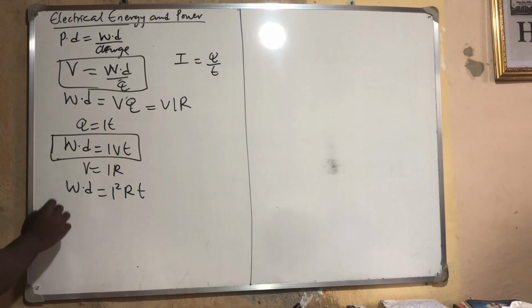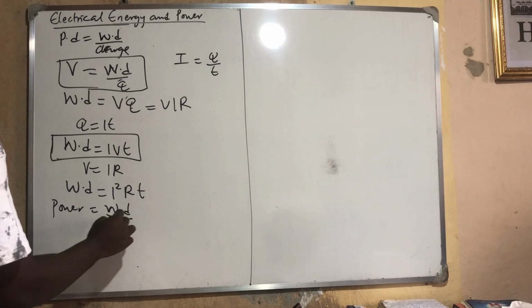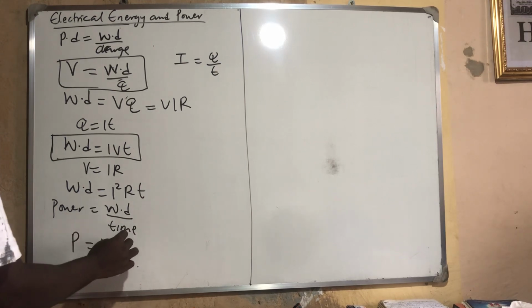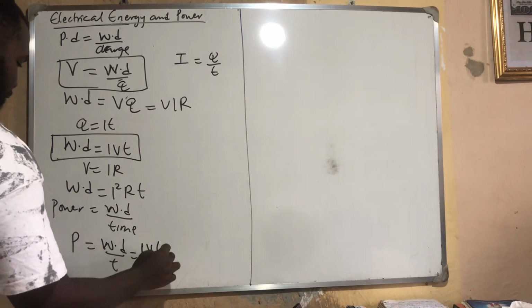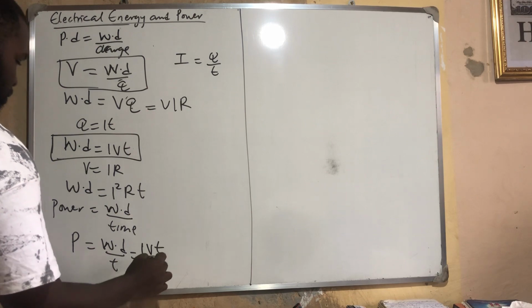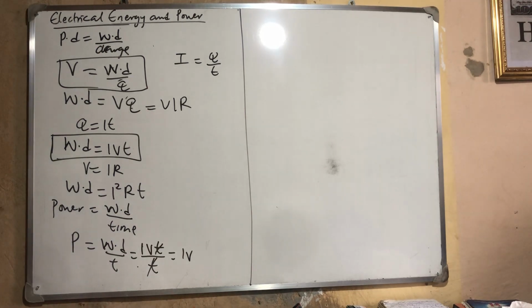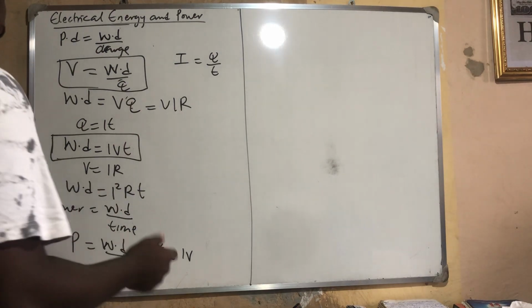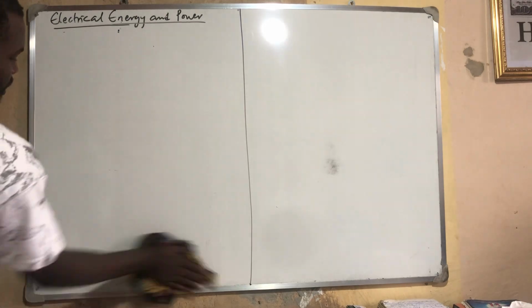So the next thing is your power. What is power? Power is simply work done per unit time. So my power P is equal to work done over time. And what is work done? VIT or IVT, over time. So this will cancel this. So power is IV. So your IV is your power. So we can solve some calculations to illustrate that.